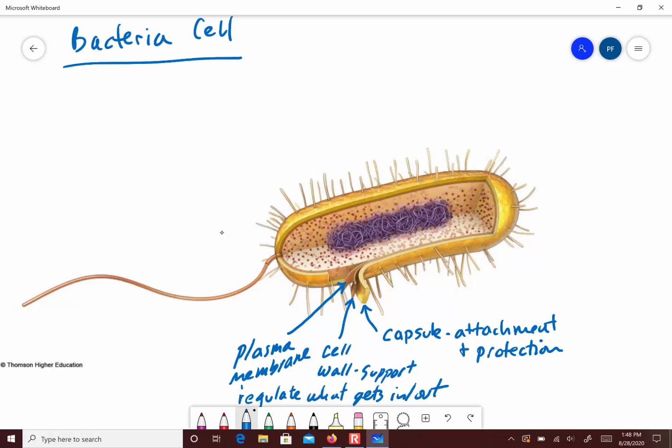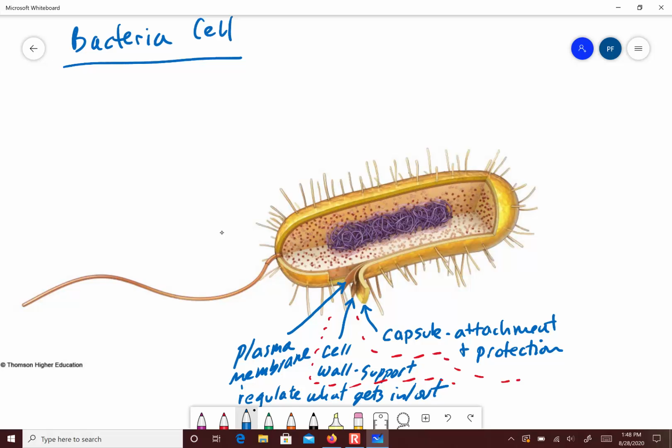So I kind of scrunched all these together. Sorry about that, but I'll try to separate them here for you. There you go. So plasma membrane's inside regulating what's getting in and out of the cell. The cell wall's in the middle primarily for support. And then the capsule on the outside to attach and protect.